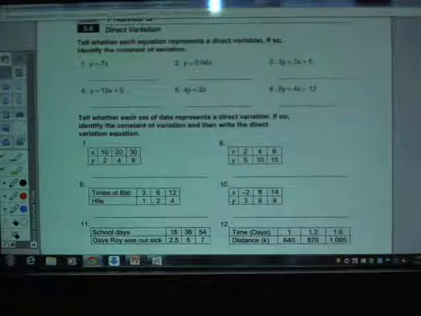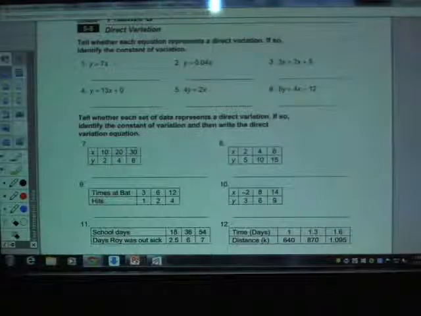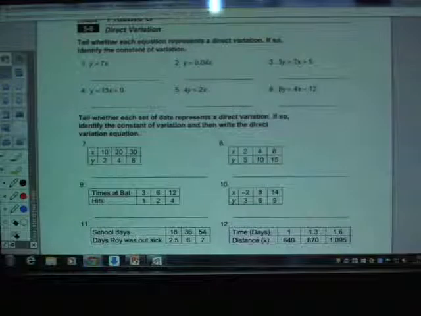In this top part, they're asking me to show if this is direct variation, and if it is, to identify the constant of variation. This is a good follow-up from yesterday, because in terms of the equation, what you're going to be looking for is slope-intercept form, but the b value is equal to 0. It's going to go through the x-axis and the y-axis at the point 0. Really, the y-axis is the one we're concerned about, but it's going through the origin.